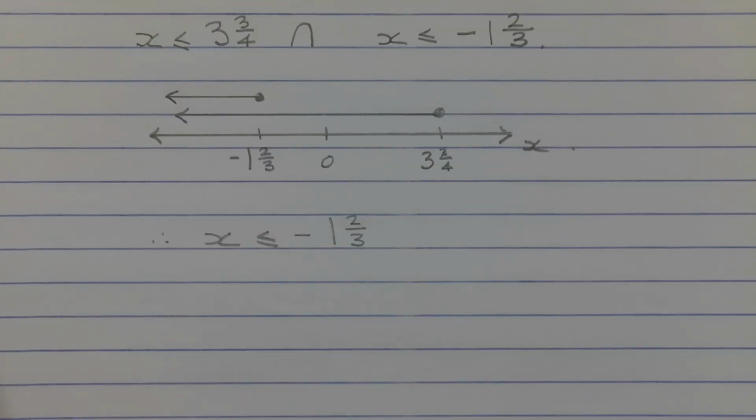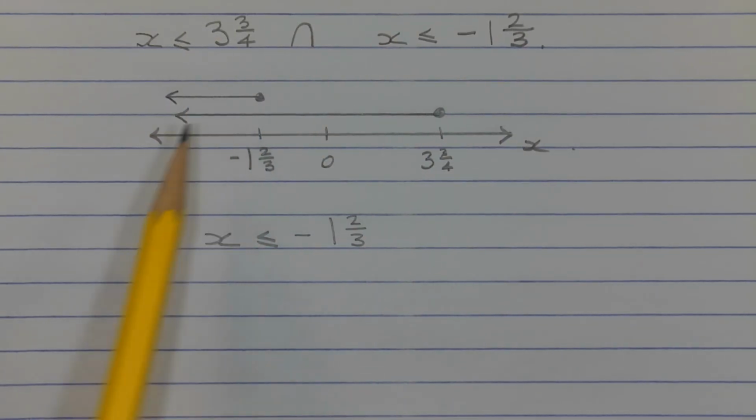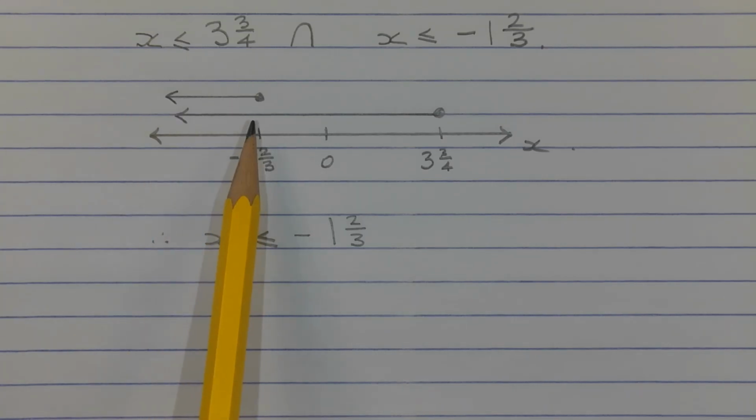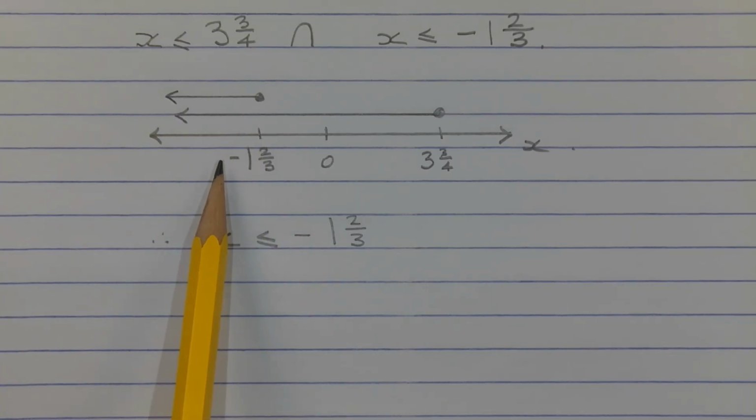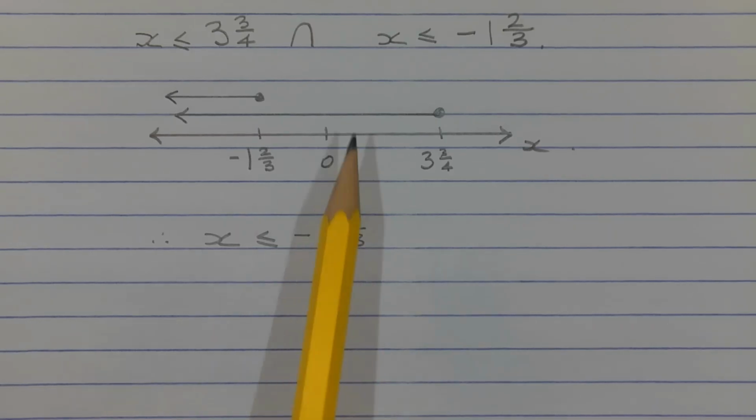On the diagram, the intersection of the two inequalities is where the two intervals that represent those inequalities coincide. And they coincide where x is less than or equal to negative 1 2/3. And that'll be our solution. Therefore, x is less than or equal to negative 1 2/3 because this value here satisfies both inequalities simultaneously.